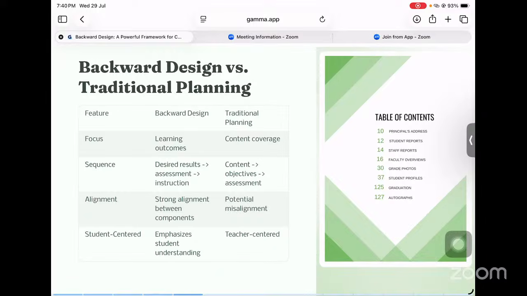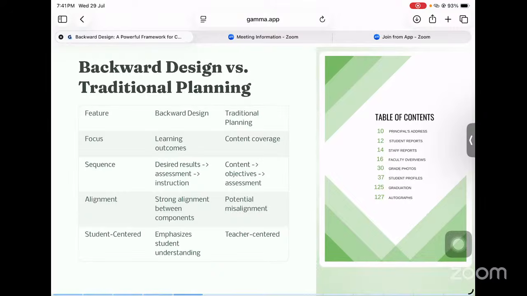Now, when you look at the alignment, there is strong alignment between the three components. Once you know that these are the learning objectives and this is the summative assessment that I need to take in order to find what the students know, then I will plan all the instructional strategies and content and all the activities that I do, concept-based learning, inquiry-based learning, differentiated instruction, all those things I can plan so that the students are successful in doing their summative assessment. That's why there is strong alignment.